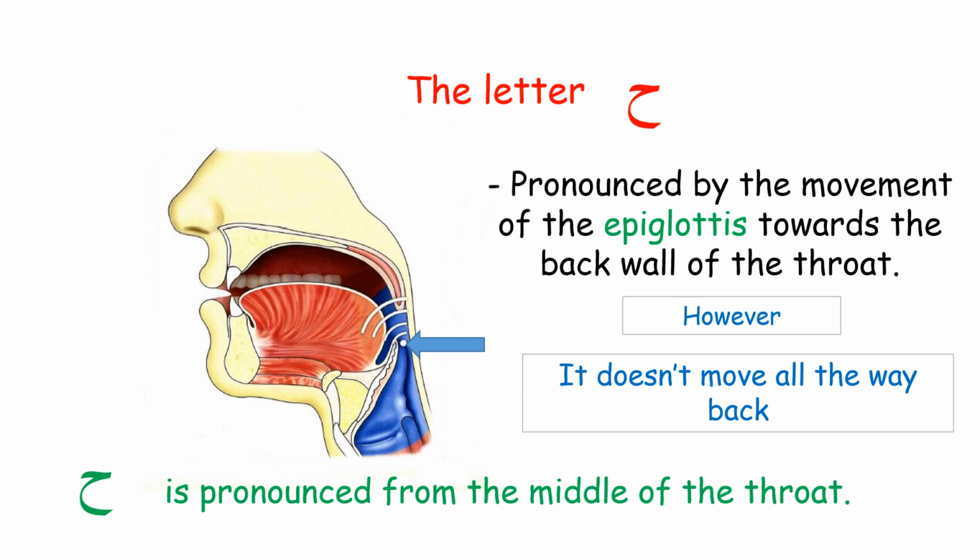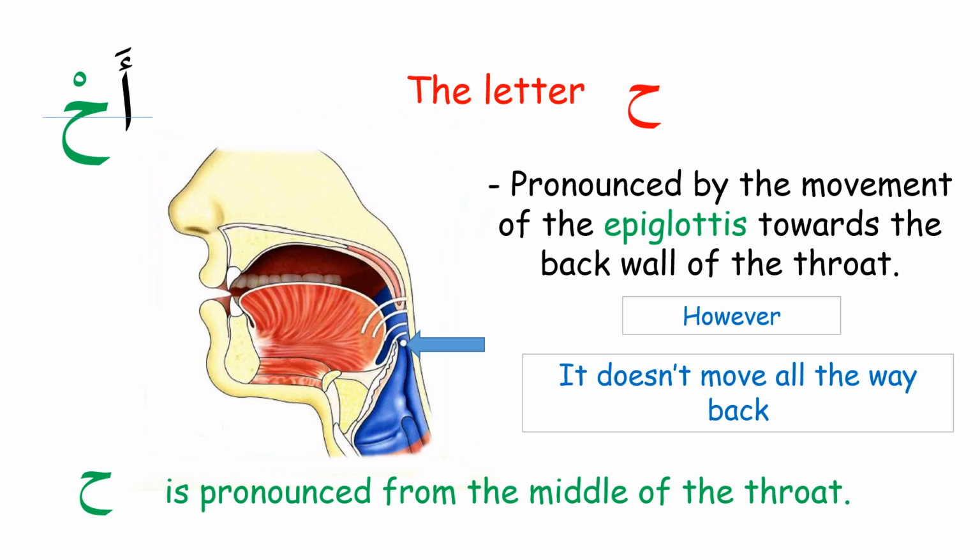However, and this is another crucial hint, the epiglottis will not move all the way back towards the back wall of the throat. Just a little bit, please. I cannot stress this enough. Considering that the epiglottis moves slightly back towards the back wall of the throat, listen carefully and then copy after me, please. Ah. And make sure to pronounce the letter Ha from the middle of the throat.